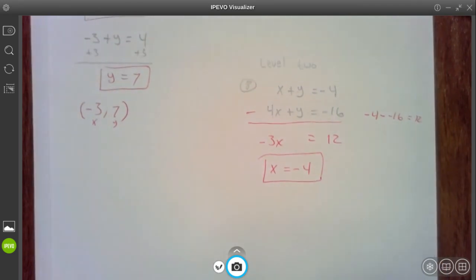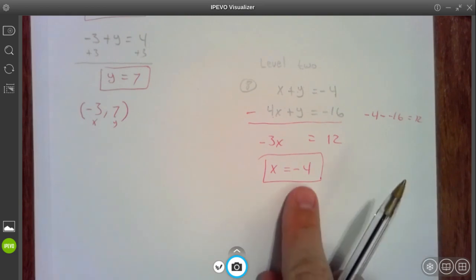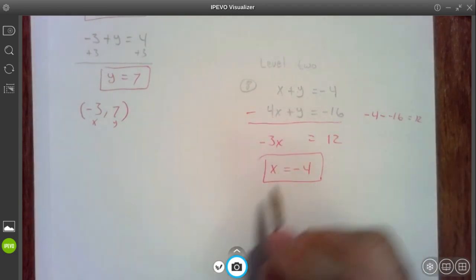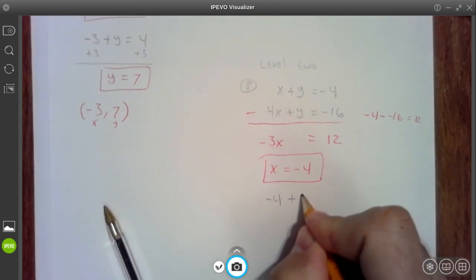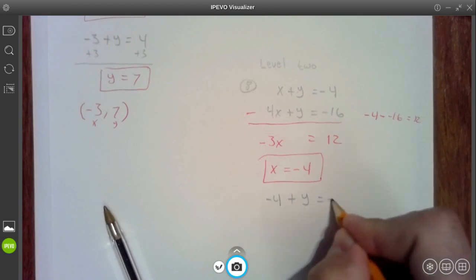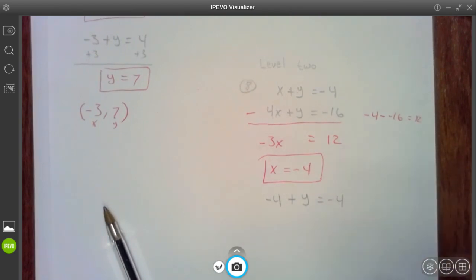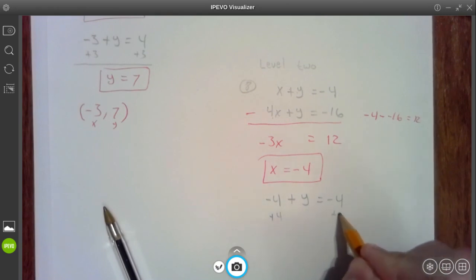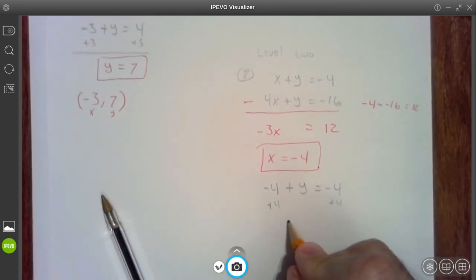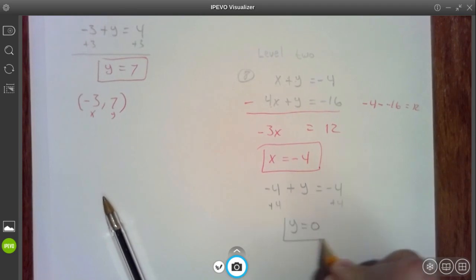Once you have that, you need to plug this back into one of the equations and solve for y. I'm going to use that top equation again. So it's just going to be negative 4 plus y is equal to negative 4. And we can tell here the answer is just 0. You add 4 to both sides, and you're going to get y is equal to 0.